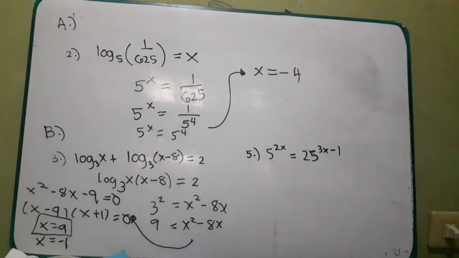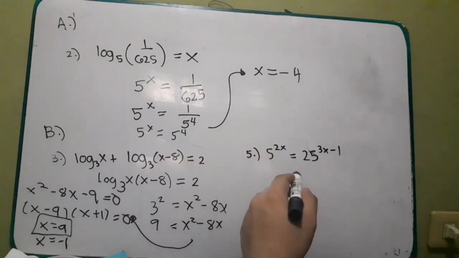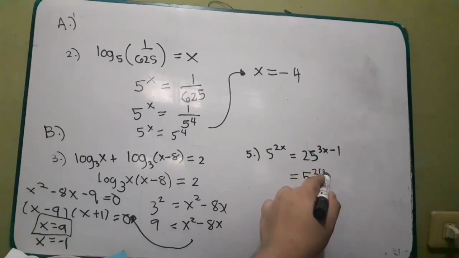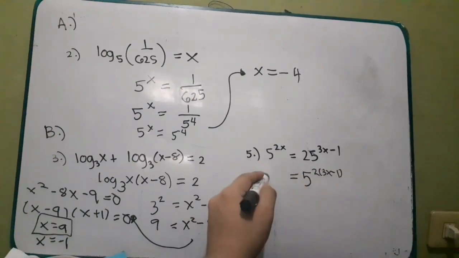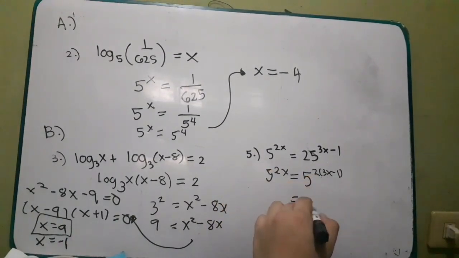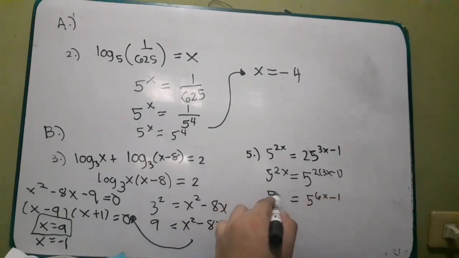Okay? So next is the exponential function: 5 to the power of 2x is equal to 25 to the power of 3x minus 1. So to solve this, we have to make them the same base. So 25 is equal to 5 squared, and then 3x minus 1. So 5 to the power of 2x. So we distribute 2. So 6x minus 2. And then 5 to the 2x. Okay?